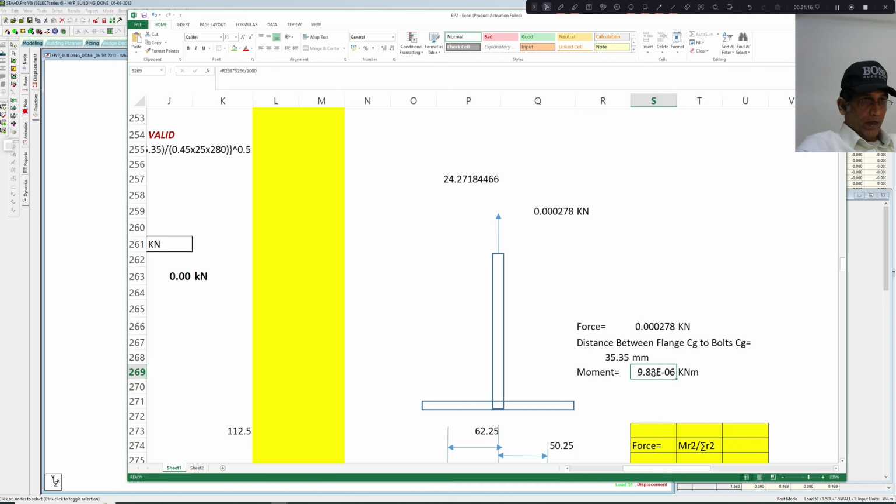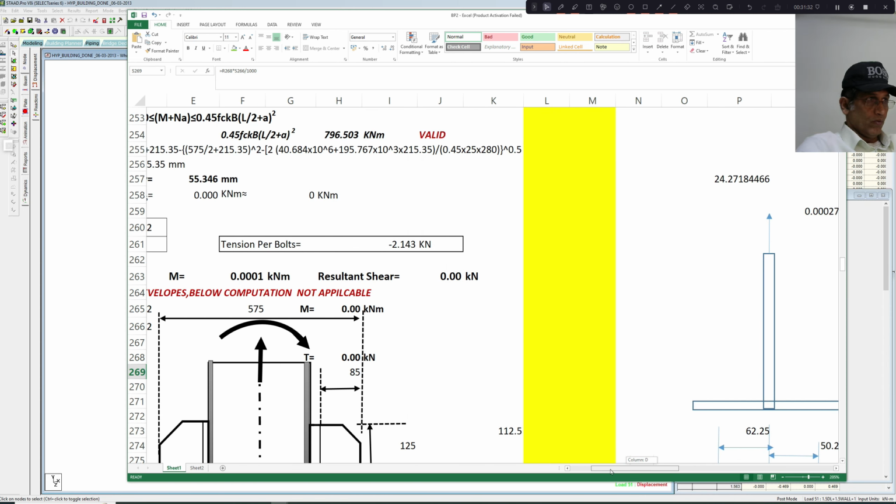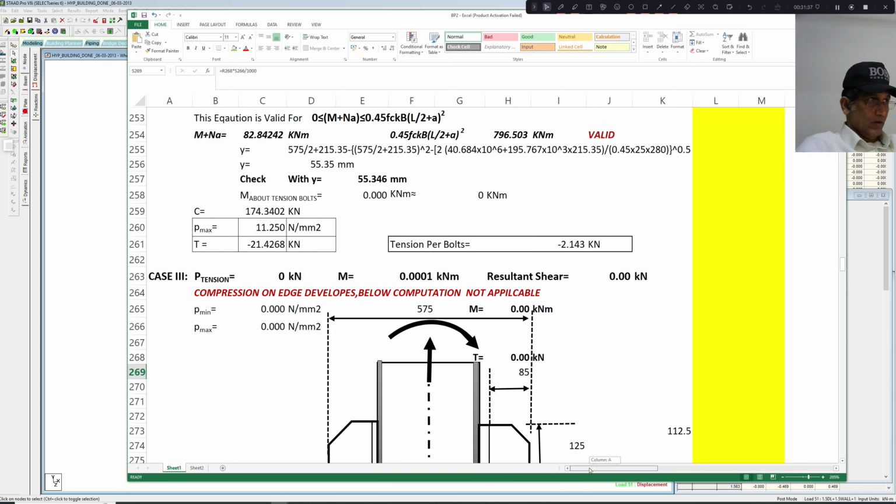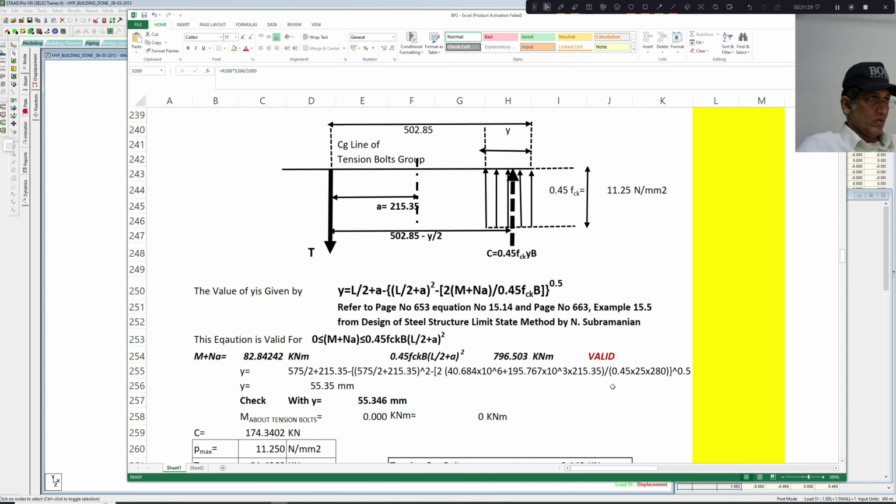This is of the movement which has been developed due to eccentricity. So if you want, at times you can ignore it. This is very small, but at times it could be considerable. So we should always check it. So if you want, you can add this to this movement. So our case 2.